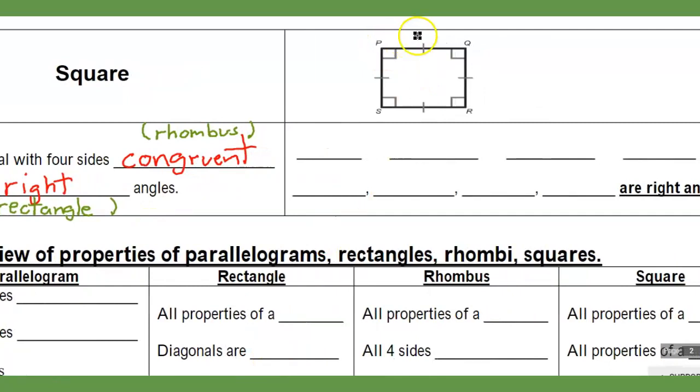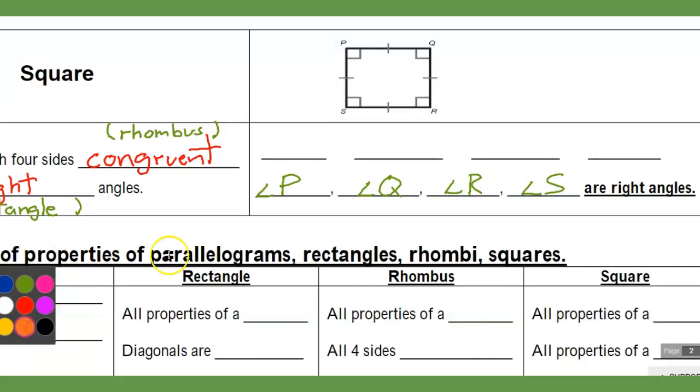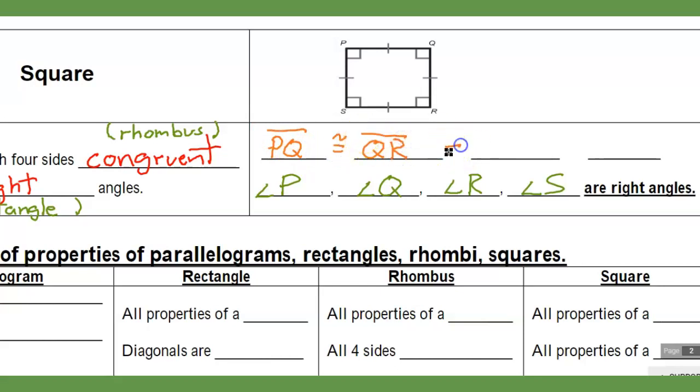So we have PQRS, so all 4 are right angles, so angle P, angle Q, angle R, and angle S are right angles, and then all 4 segments are congruent. Doesn't matter which order you list these in. Just know that all 4 are congruent. So PQ, QR, RS, and PS.